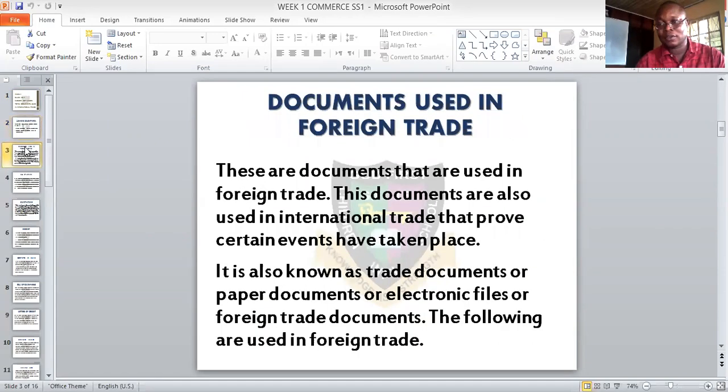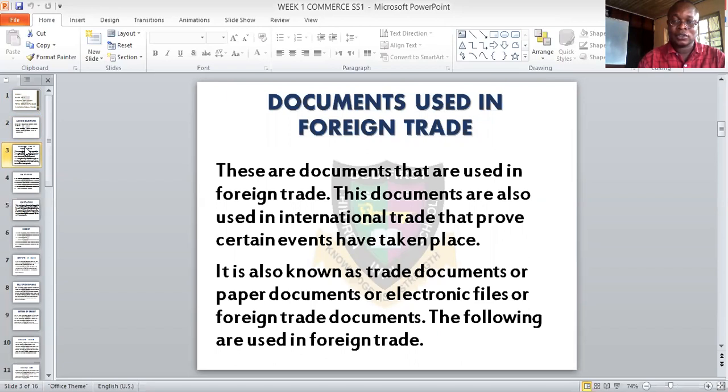What is foreign trade? Foreign trade can be defined as buying and selling of goods and services between two or more countries. This foreign trade can also be called international trade or external trade.